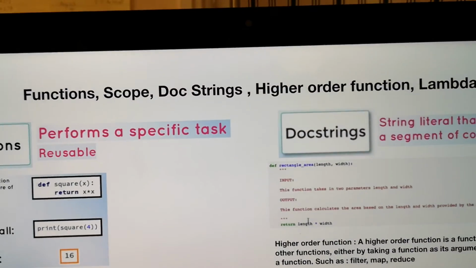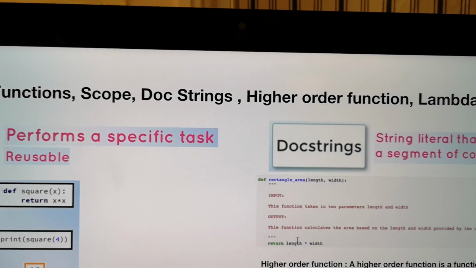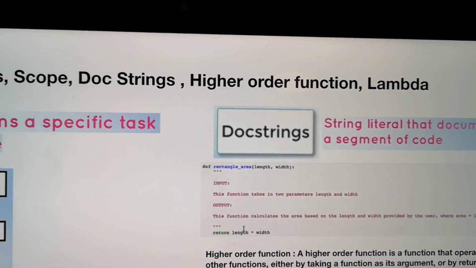So to recap, we talked about functions, scope, docstrings, higher order functions, and lambda functions.